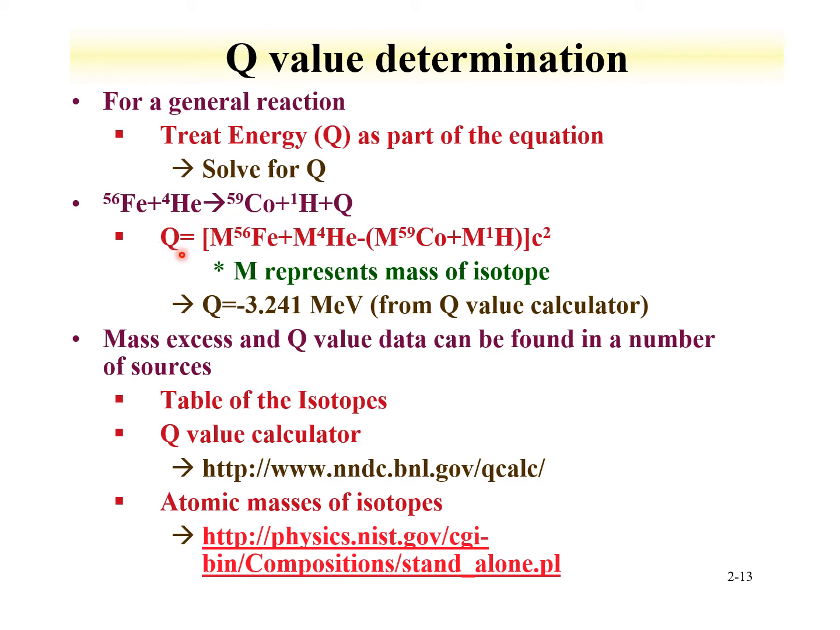Well, we can write the Q value. It's the mass of the products minus the mass of the reactants, with mass times c squared making it into energy. The Q value calculator, which we'll talk about, I can enter this information and out comes a value. I can get the mass excess and Q value data that are necessary from a number of different sources: the table of the isotopes, the Q value calculator, and the atomic masses of isotopes. This Q value calculator is a tool from the National Nuclear Data Center at Brookhaven National Laboratory where you can input the reaction information and the Q value will come out.